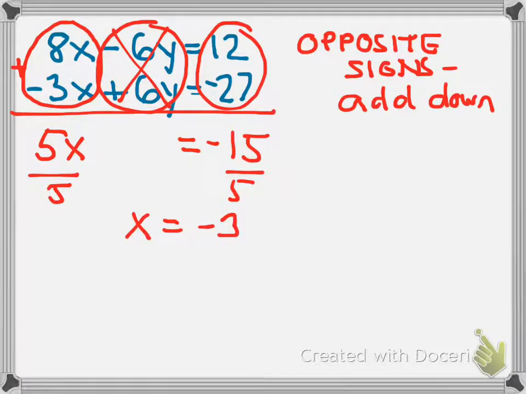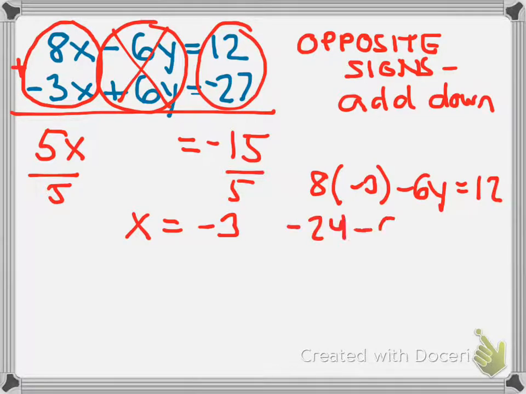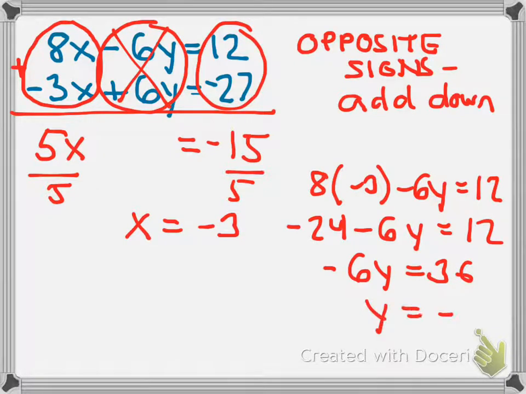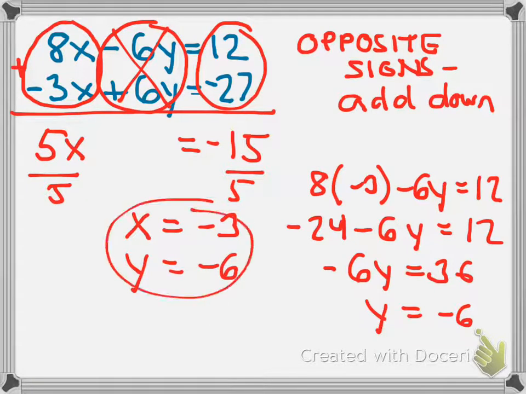Kind of nice. Now I'm going to take that negative 3 and plug it into the first equation. 8 times negative 3 minus 6y equals 12. I have negative 24 minus 6y equals 12. Add the 24 to both sides. I have negative 6y equals 36. Now I divide both sides by negative 6, and I have y equals negative 6. So there is my ordered pair, negative 3, negative 6.